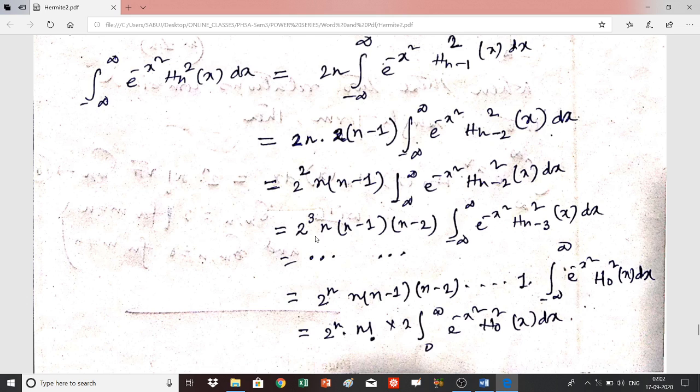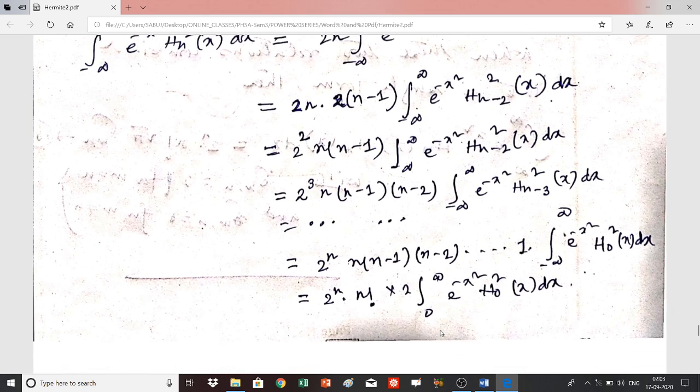So if you write these up to the last term, that is for the nth term, it will give you 2 to the n into n minus 1, n minus 2, in this way to 1, and the integral from minus infinity to plus infinity e to the minus x square h0 square x dx. And you know from one of the previous classes that the 0th order Hermite polynomial is equal to 1, that is h0 x is equal to 1. So we will substitute that.